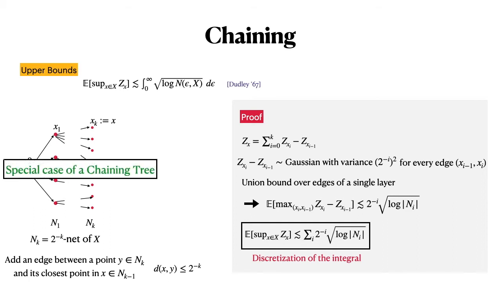The tree that we just saw is a special case of what we call a chaining tree. I'm not going to define this in general, but I will keep referring to it throughout this talk, so it will be helpful to keep this example in mind. In the general case, you need to assign edge probabilities and lengths to each edge so that it works with the union bound.